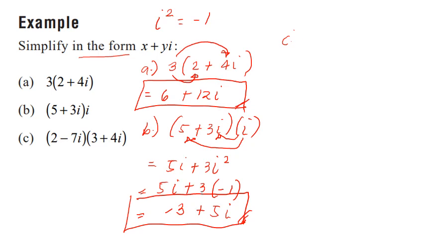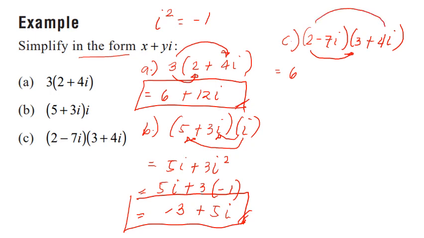Let's have letter C. We have the quantity 2 minus 7i times 3 plus 4i. Simply multiply it using the FOIL method. You have here 2 times 3, that's 6. Then you do the outermost terms, so you have plus 4 times 2, that's 8i. Then the innermost terms, so you will have -21i, and then the last terms, so you will have -28i squared.